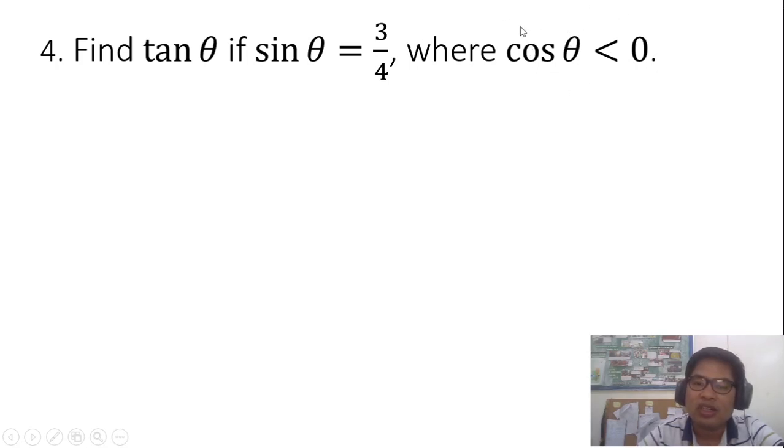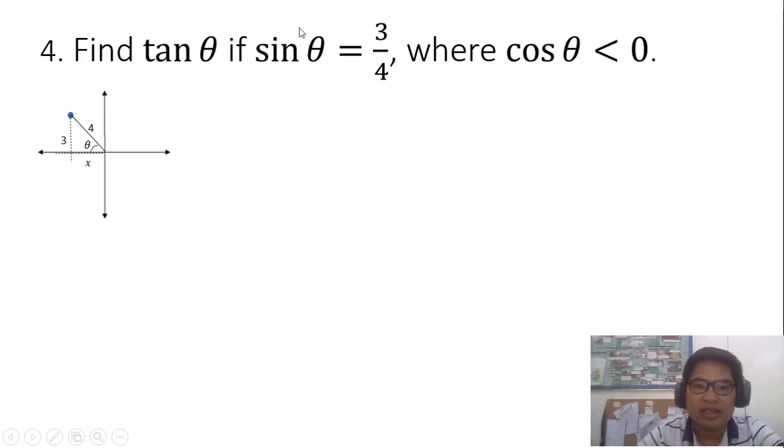So, how do we solve this kind of problem? First, we illustrate it. So, we have this illustration. Since the sine is positive and cosine is negative, we know that the angle is in the second quadrant. That is where the terminal point is. Then we label the parts.